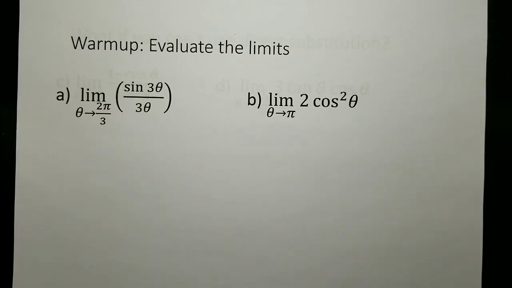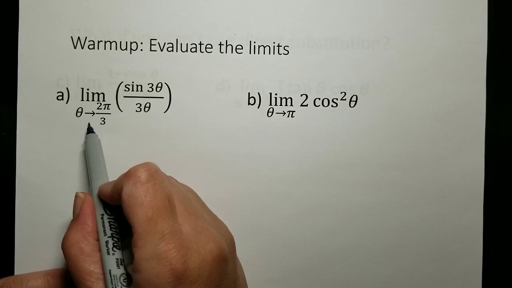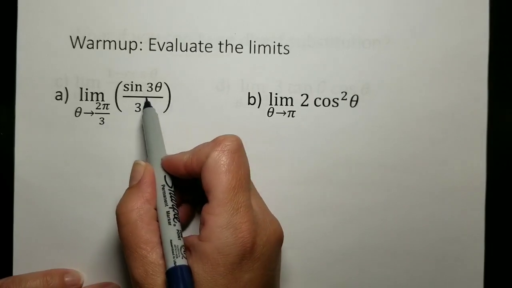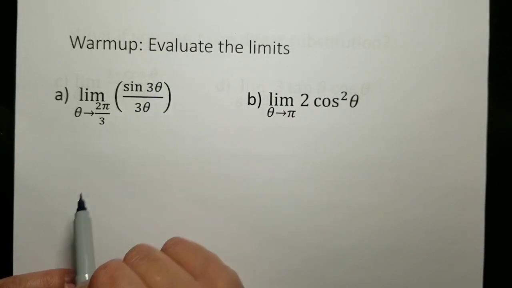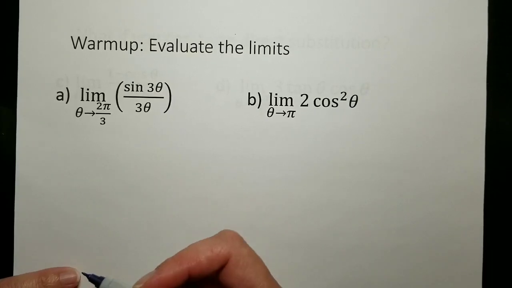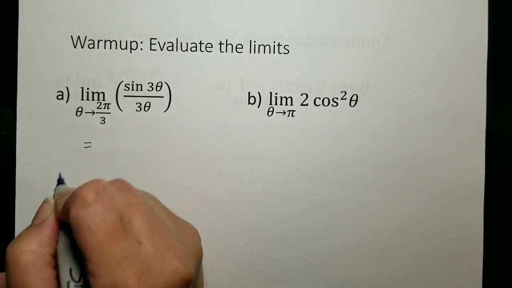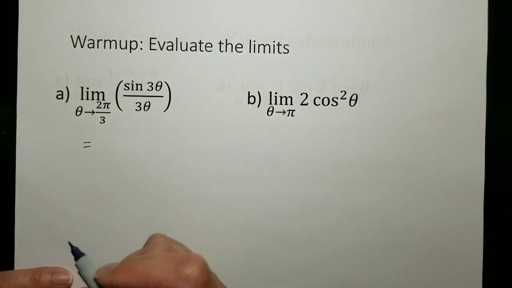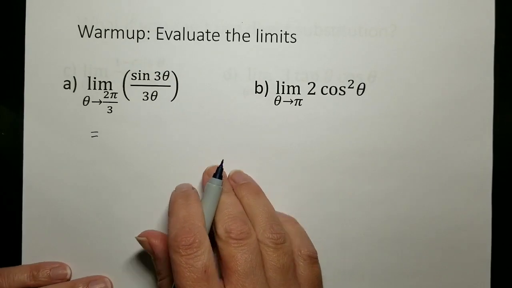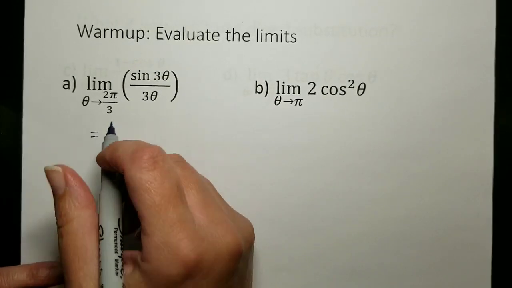To start off, some trig functions can just be evaluated directly. For example, the first one here: the limit as theta approaches 2 pi over 3 of sine 3 theta over 3 theta. There's nothing bad that's going to happen. You can always just try substituting, and if you don't get an indeterminate limit, then you can simply evaluate, because this would be a continuous function at that point.